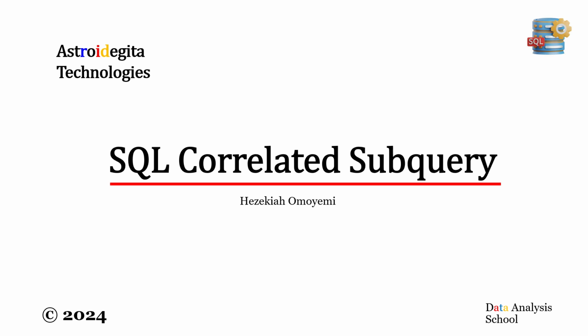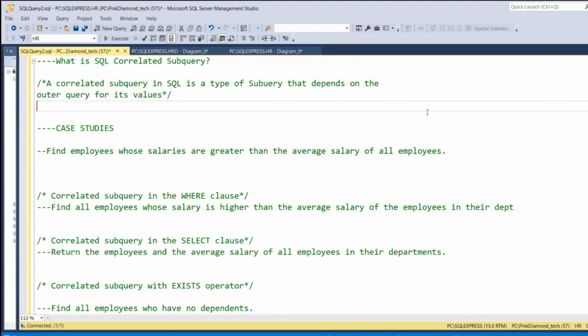What is a correlated subquery in SQL? A correlated subquery in SQL is a type of subquery that depends on the outer query for its values. In other words, the inner query, which is the subquery, references a column from the outer query, and the inner query is executed repeatedly, once for each row processed by the outer query. So this is what is called a correlated subquery in SQL.